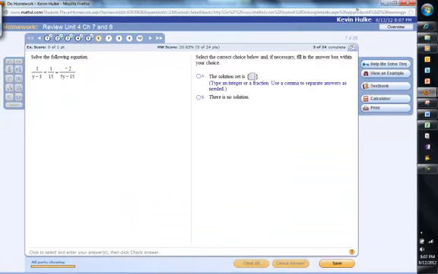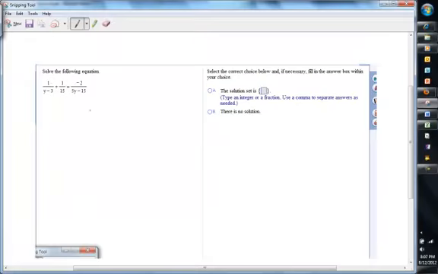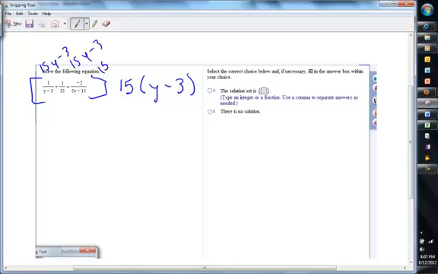This one, we're going to multiply by the least common denominator to clear the fraction. So we're going to multiply everything by 15 times y minus 3. The first ones, the y minus 3's cancel. 15 times 1 is 15. The second one, the 15's cancel. 1 times y minus 3 is y minus 3.